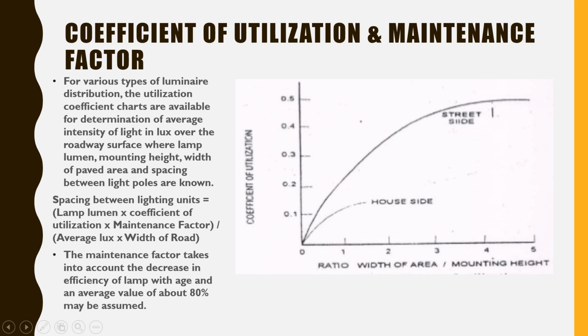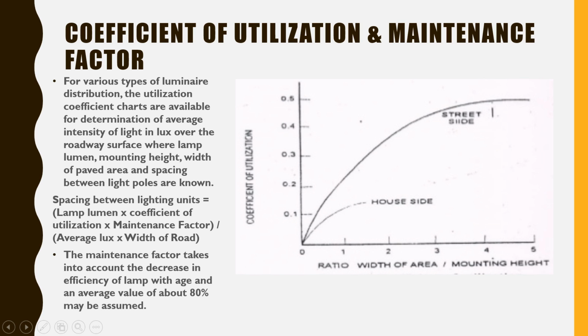What are the factors we must know in order to calculate spacing between lighting units? We must know the lamp size, the coefficient of utilization, the maintenance factor, the average luminosity of the road, average lux, and the width of the road. The maintenance factor takes into account the decrease in efficiency of the lamp with age, and an average value of about 80% may be assumed. This graph will be very useful for finding the coefficient of utilization, and you can see here this is the street side and this is the house side.